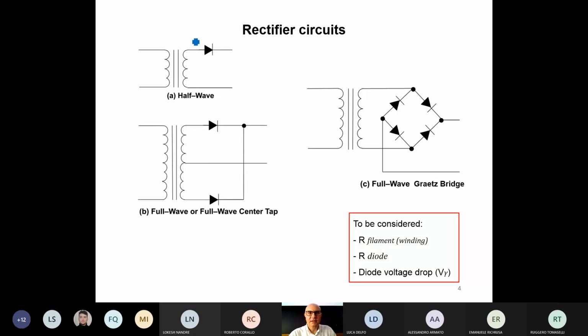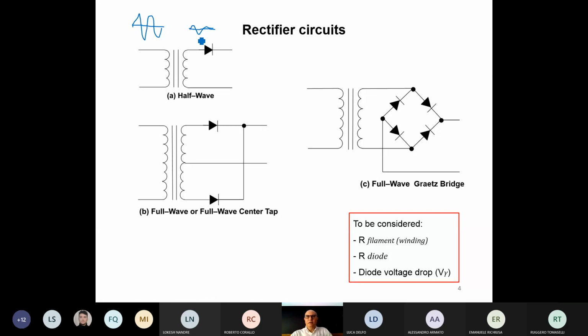I can schematize this. Here you have a very large sinusoidal voltage. So this is a sinusoid. Here you have a small sinusoidal voltage. Okay, something like this.